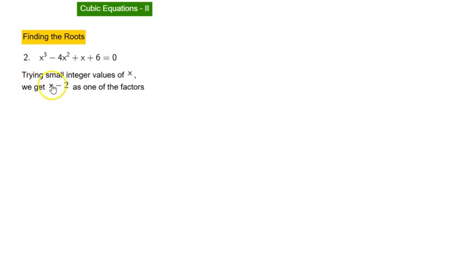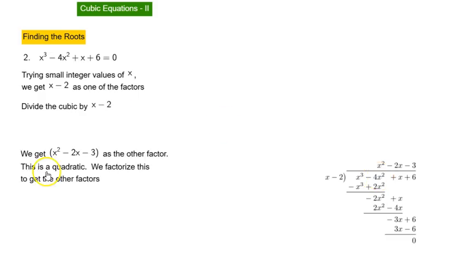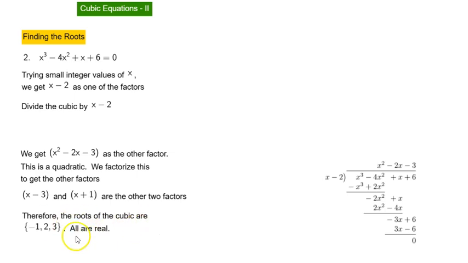So again, trying small integer values of x, we get x minus 2 as one of the factors. Divide the cubic by x minus 2. We get x square minus 2x minus 3 as the other factor. This is a quadratic. We factorize this to get the other factors. So x minus 3 and x plus 1 are the other two factors, and therefore the roots of the cubic are minus 1, plus 3 and 2.